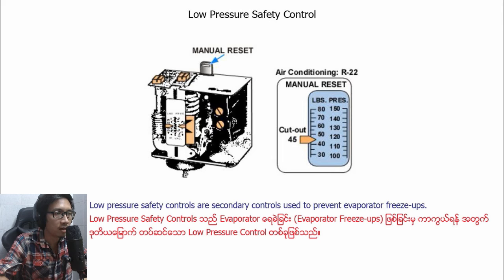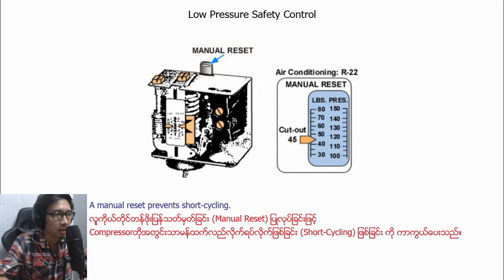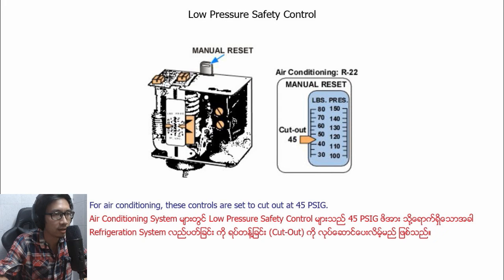Low pressure safety controls are secondary controls used to prevent evaporator freeze-up. They are often used along with a thermostat. A manual reset prevents short cycling. For air conditioning, these controls are set to cut out at 45 psig.